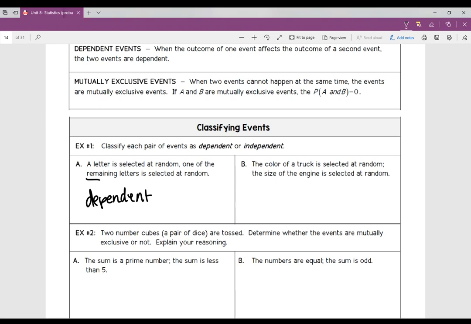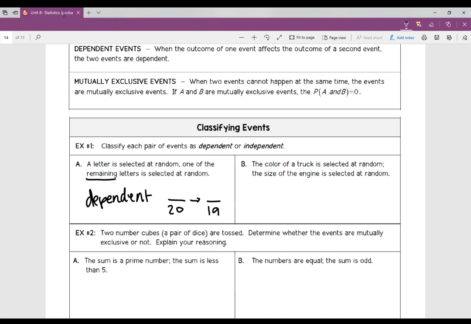because it says remaining letters. That means they pulled it out and then didn't put it back in. It changed the amount of stuff in the bag. That changed the amount that it's out of. So we went from like out of 20 to out of 19. That was affected. It may not super affect the probability there, but it does affect it.